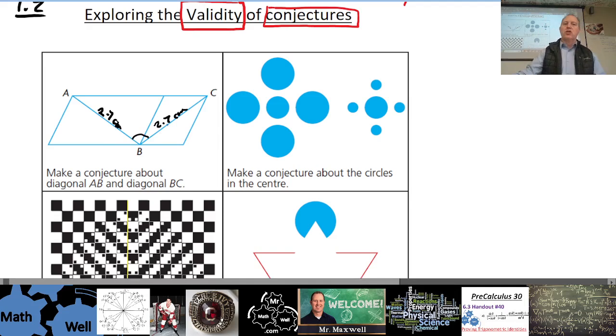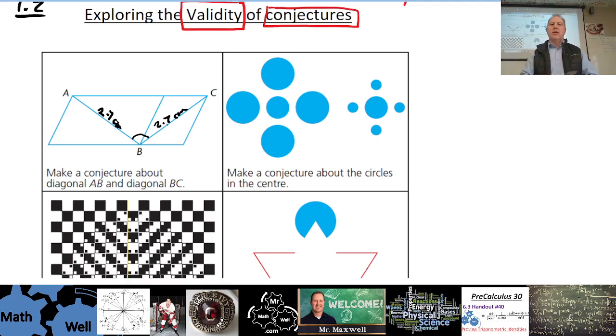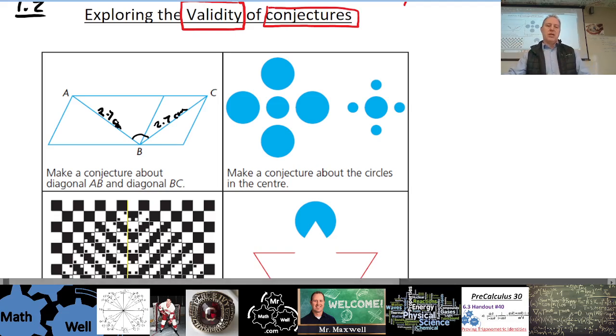But again, how can you check? Well, we have instruments, right? You have calculators, you have rulers, you have protractors. You can check the validity of this conjecture, okay? Now, let's move on to the next one.